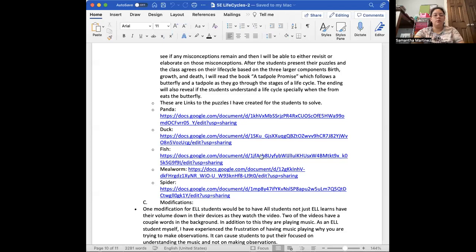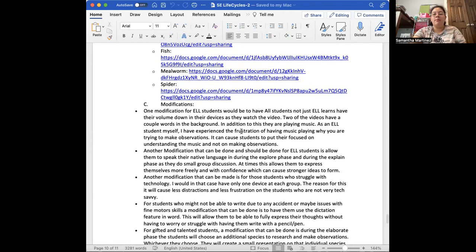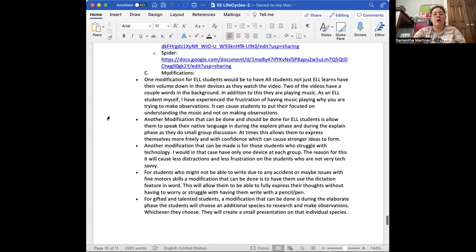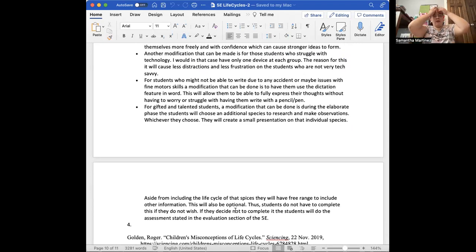And then lastly, for my modifications, let me pull that up real quick. Okay, so modifications for EOL students, minimizing background noise would be one, and then allowing them to use their native language with discussion. For gifted and talented, which is the one I mainly wanted to focus on for this, those students would be given the option, if they chose to, to create their own cycle.